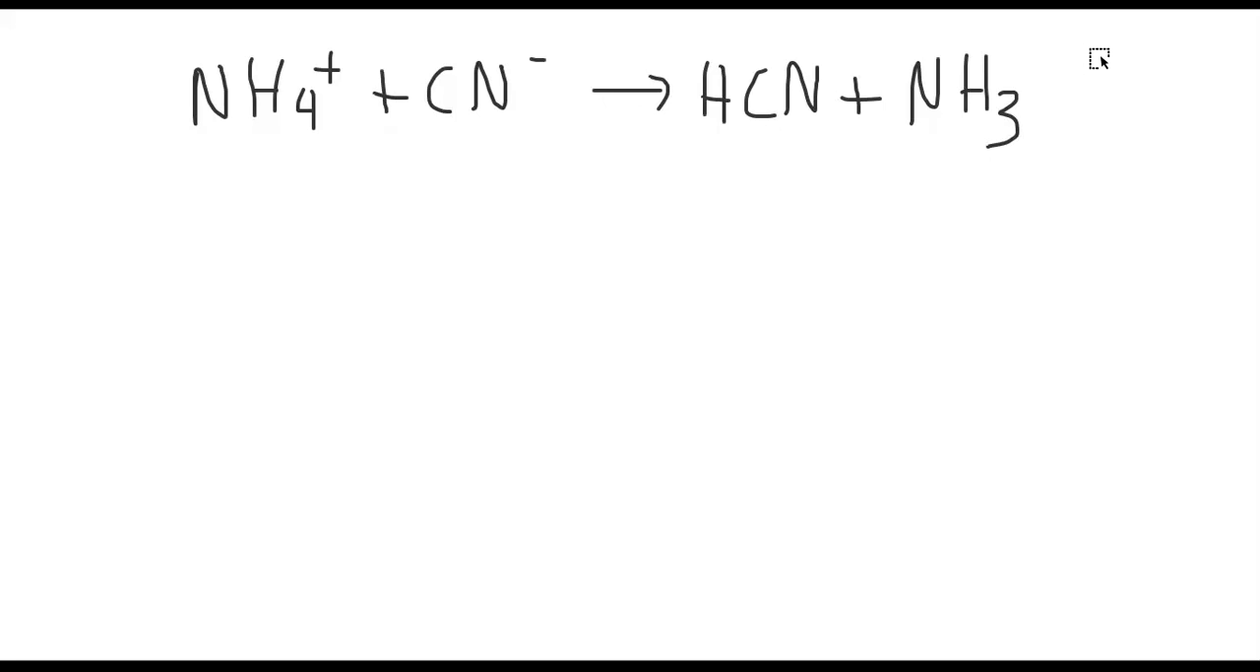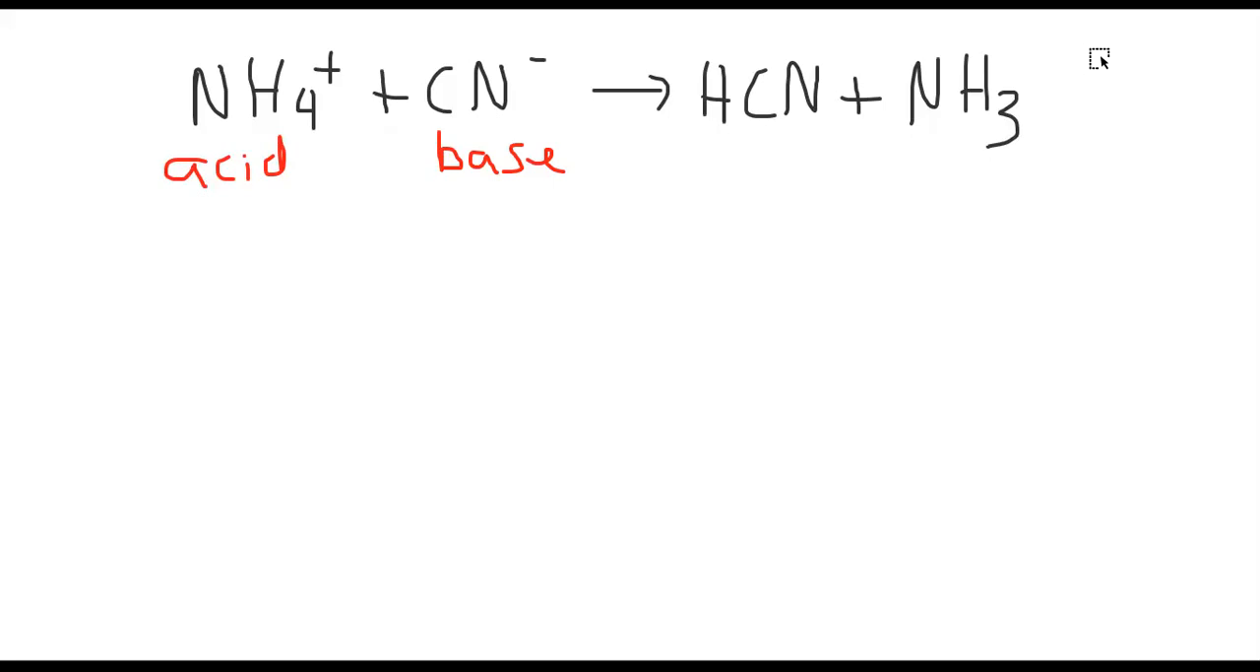Well, first we need to identify what's the acid and what's the base on the reactant side. So the acid is going to be this ammonium ion. So this is the acid. The base is going to be the one with the negative charge, because if it has a negative charge, that means it's going to be a proton acceptor, and that's the definition of a base, a proton acceptor.